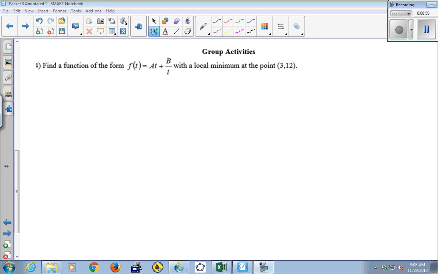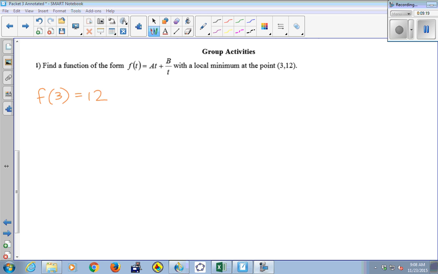Okay, so I want to find a function that looks like a times t plus b over t that has a local minimum at (3, 12). So you know (3, 12) is on the graph, right? So that means that f of 3 has to be 12.